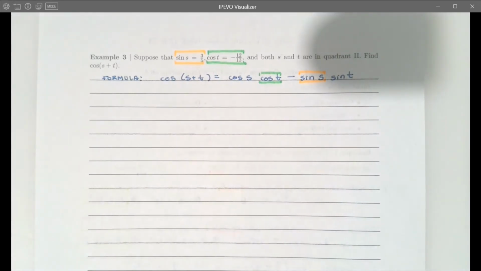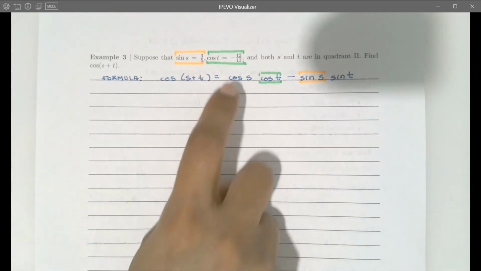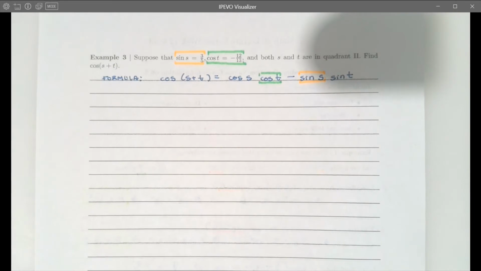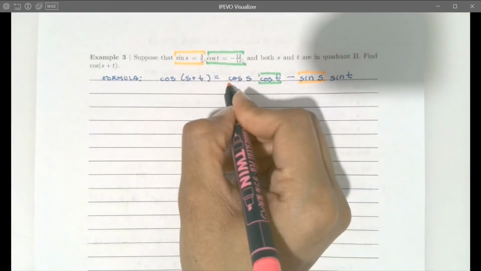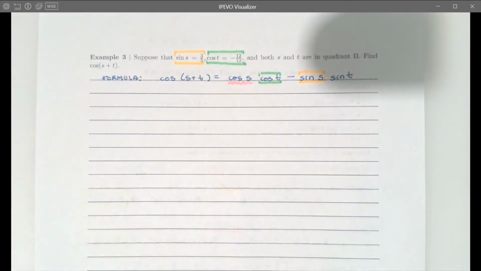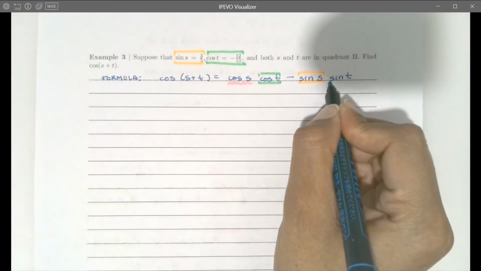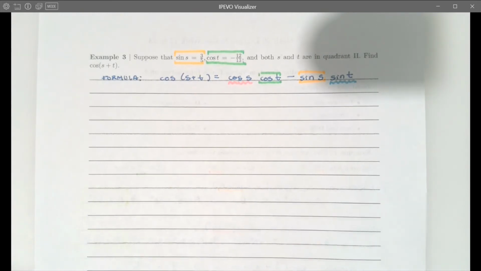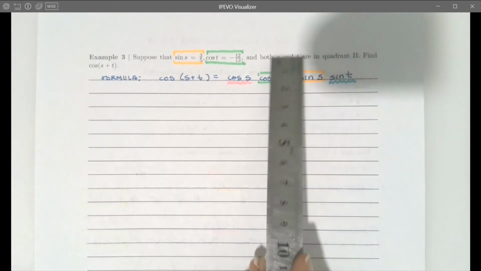So the information that we're missing then, in order to compute cosine of s plus t, is going to be cosine of s and sine of t. So I'm going to color code those. So we're missing cosine of s and sine of t. Alright, so how can we find what is cosine of s and sine of t? Well, let's look at the other given information.